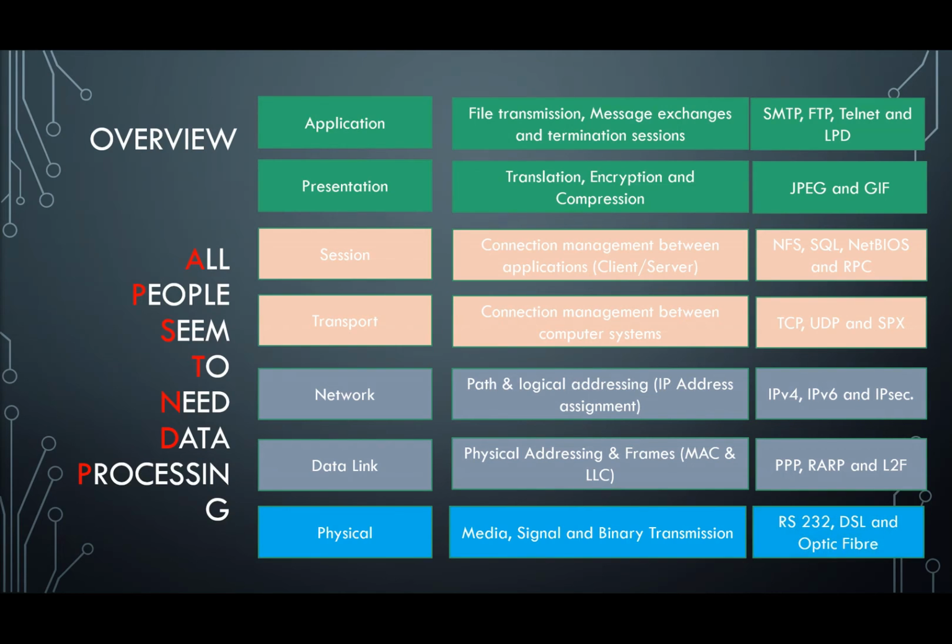So the last layer has RS-232, DSL, and optic fiber. What are these? RS-232 is a standard protocol used for serial communication. It connects a computer and peripheral devices to allow serial data exchange between them, with a cable connected to the computer. That is RS-232. Then the DSL.